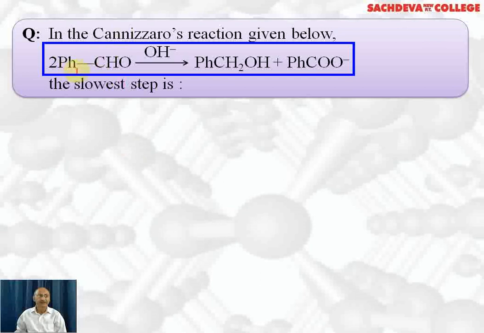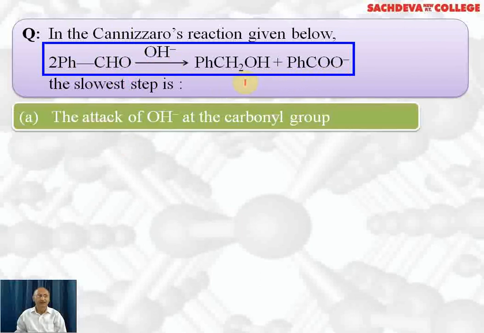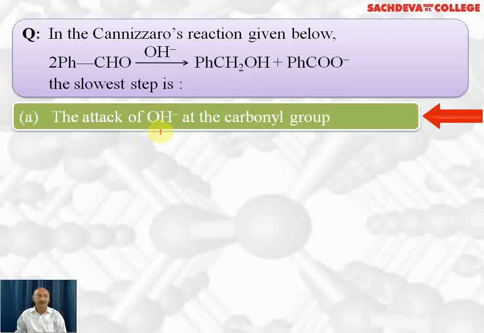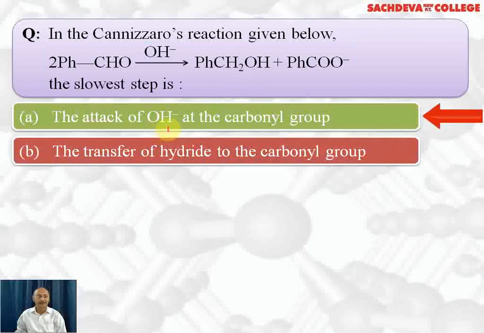Next question: Ph stands for phenyl group. Benzaldehyde is undergoing the Cannizzaro reaction. It will give benzyl alcohol and sodium benzoate, and this is the benzoate ion. We want to know the slowest step of the mechanism we had done. The first attack of OH ion at the carbonyl group is a fast step. Why is it fast? Because OH ion is negatively charged and attacks the positively charged carbonyl carbon. No bond is being broken; attack is taking place. So this is a fast step.